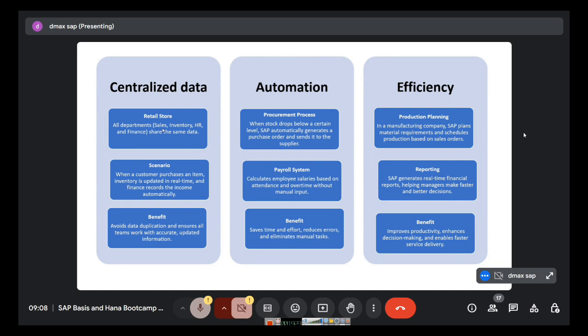Or else, what will happen if you don't have centralized data? When a customer is searching for some milk packets, there will be no stock. Then he will inform some of the employees, and they will go and inform the inventory person.